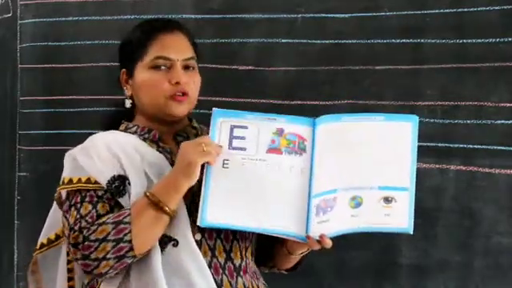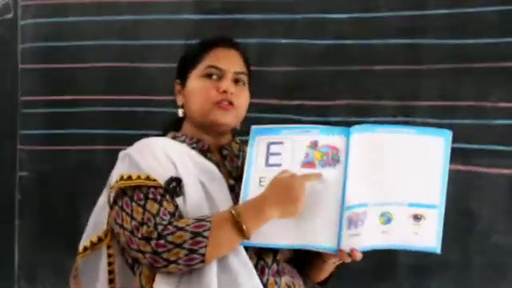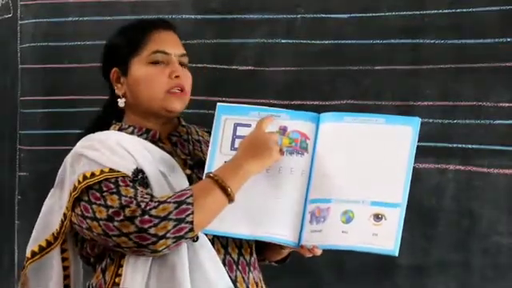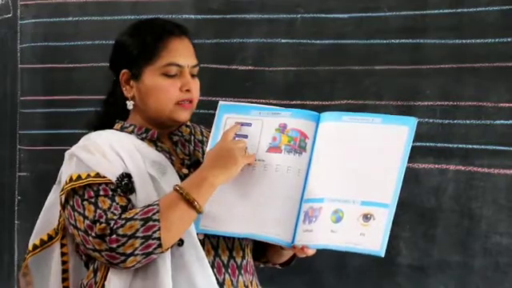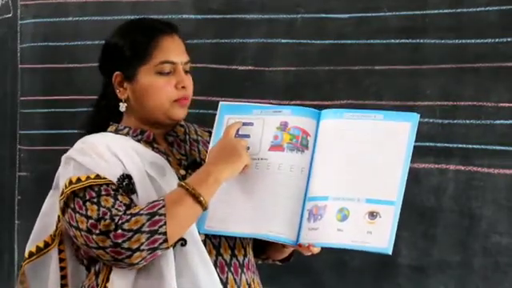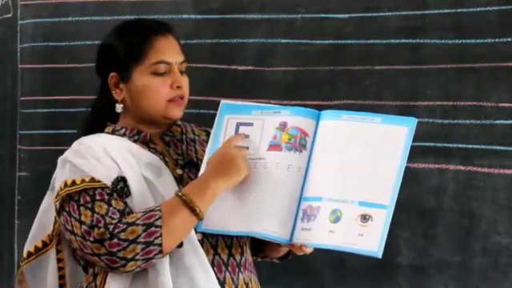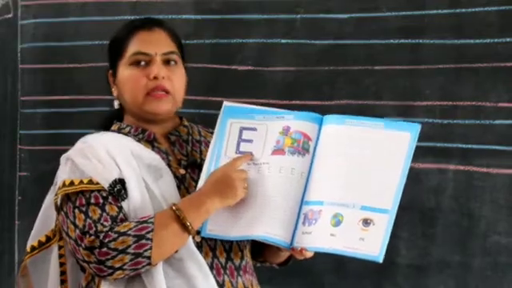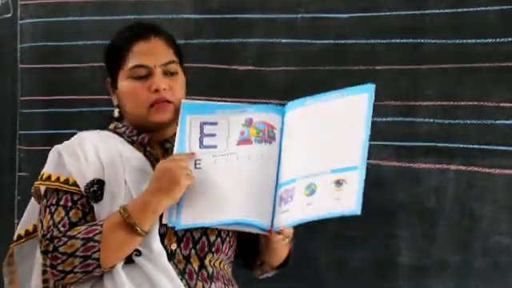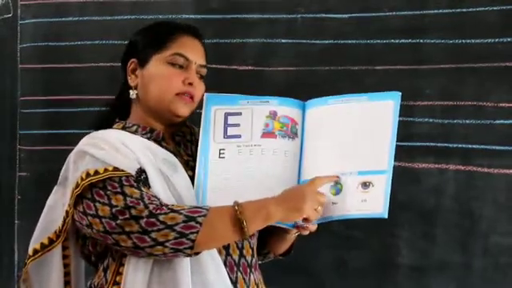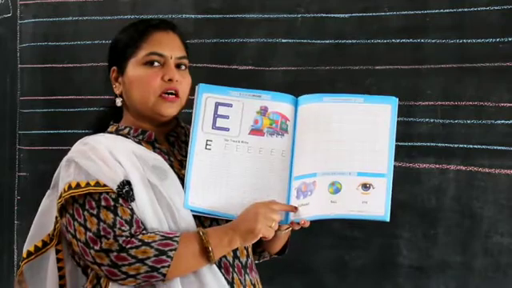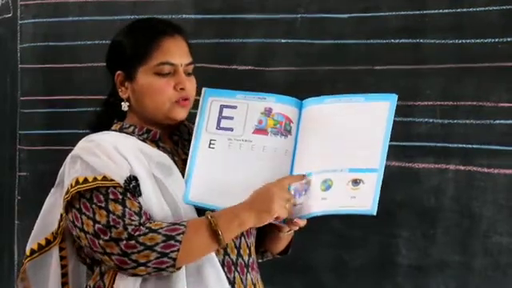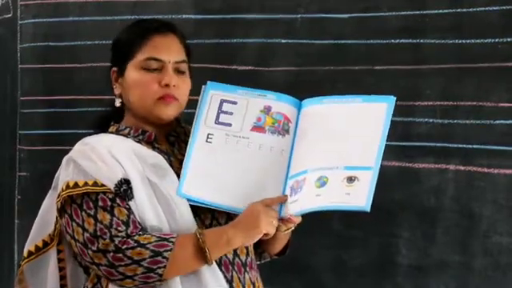After D comes your E. E is for engine. Engine starts with the letter E. And how do you write E? A standing line, then go up and write a sleeping line, another sleeping line, another sleeping line. That's E. When you come here, it again says circle the letter E. Now what do you do? This is elephant. Elephant starts with the letter E. So you circle here.